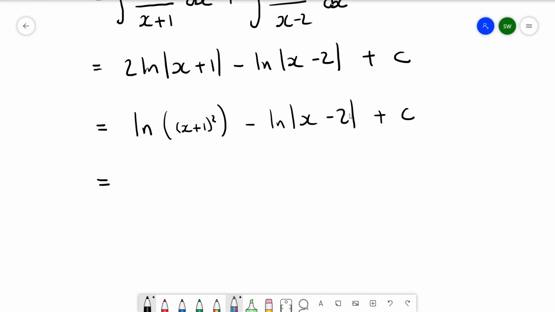So when you combine the logs, it's best if you just put a modulus symbol around the outside of what you're logging. So we can use the rule for when we subtract logs, and we can combine this into a single log. It's going to be x plus 1 all squared divided by x minus 2, because we've got one log take away another log, and then plus a constant of integration.